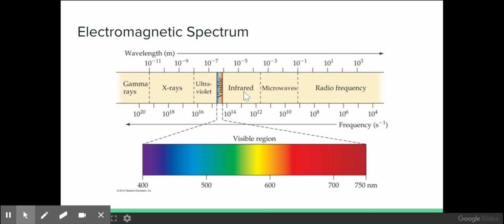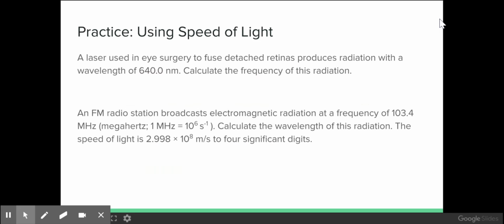And then we start to get to lower energy types of light, such as infrared, microwaves, and then finally radio frequency, which has the longest wavelength, but also the lowest frequency and lowest energy.